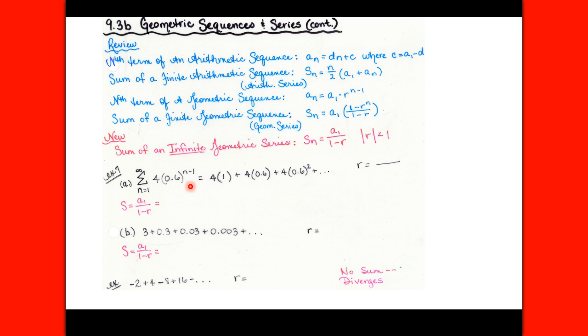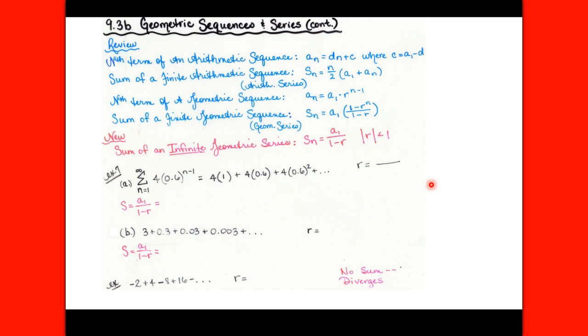Anything to the 0 is 1 other than 0. 0 to the 0 doesn't exist. But anything to the 0 is going to give me 1. So when I have 1 minus 1 there and I end up raising it to the 0 power, then I just get 1. So that's why here we have 4 times 1.